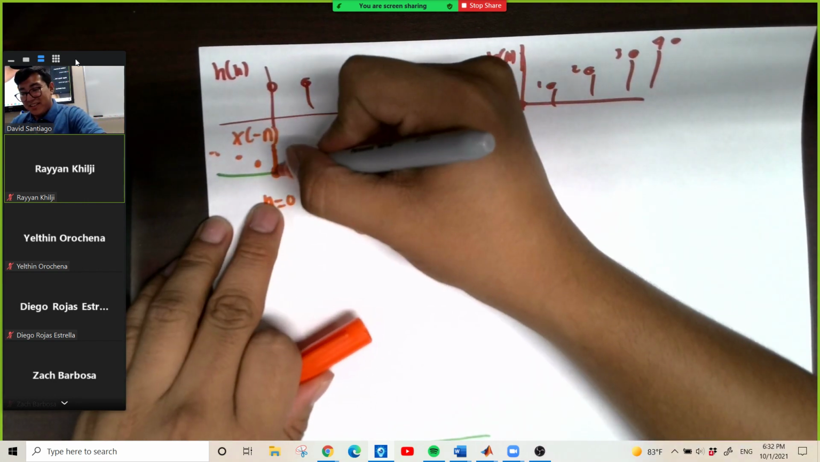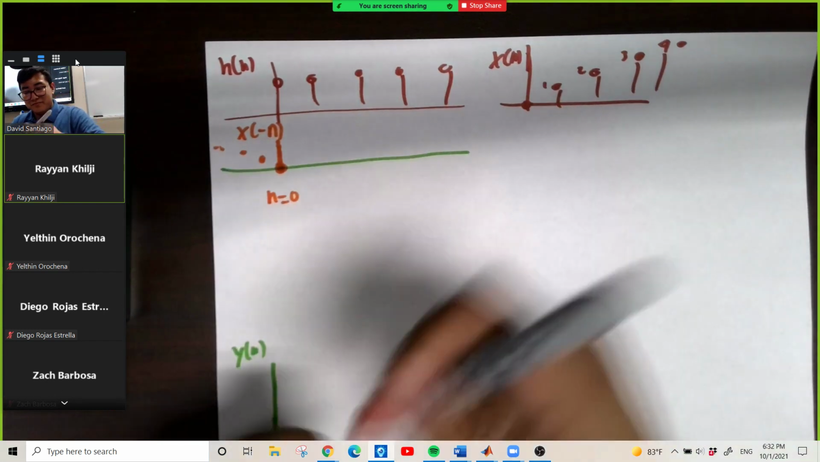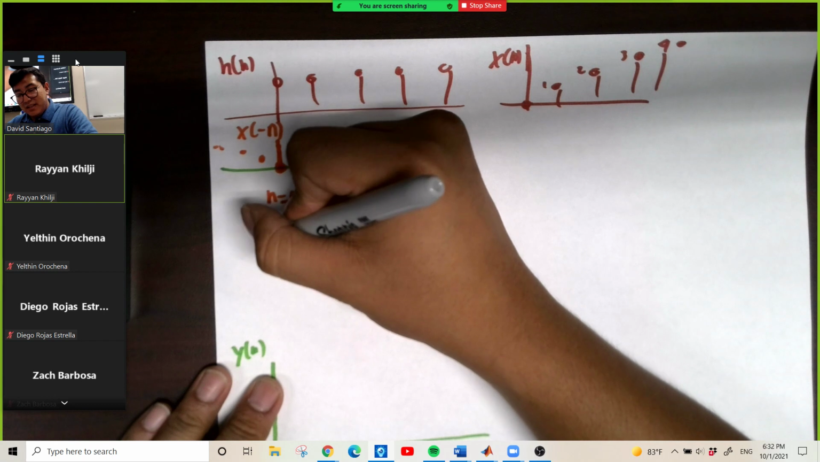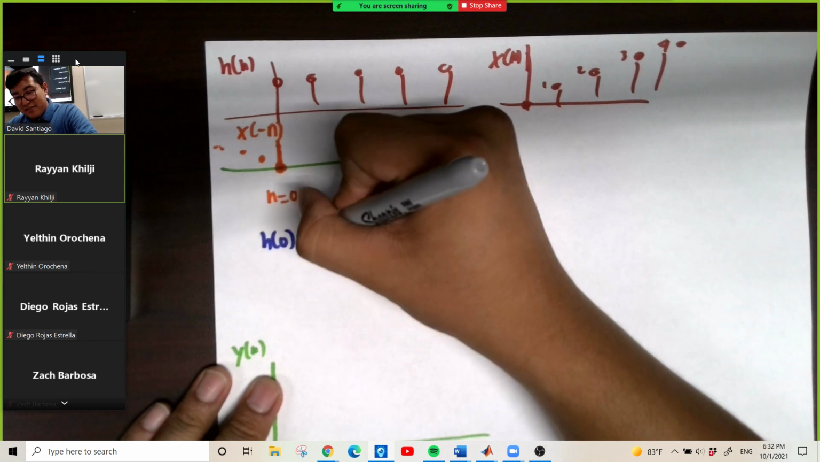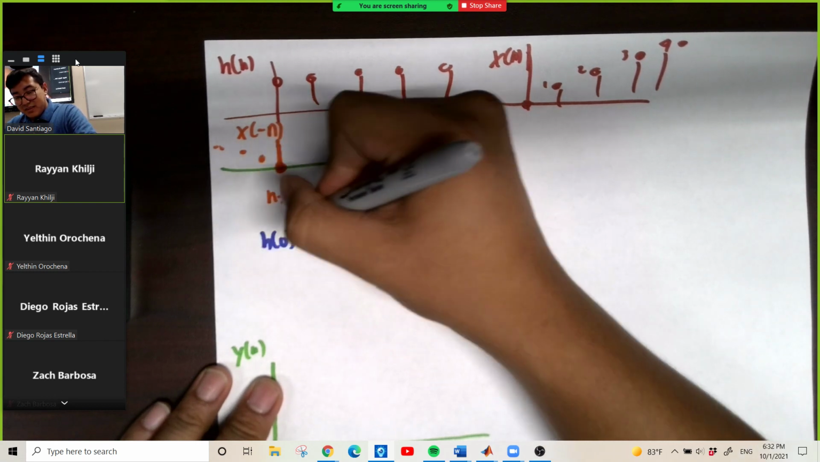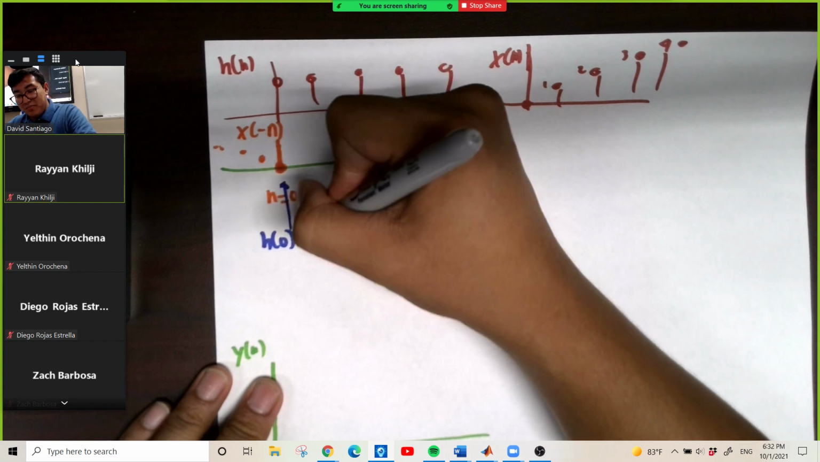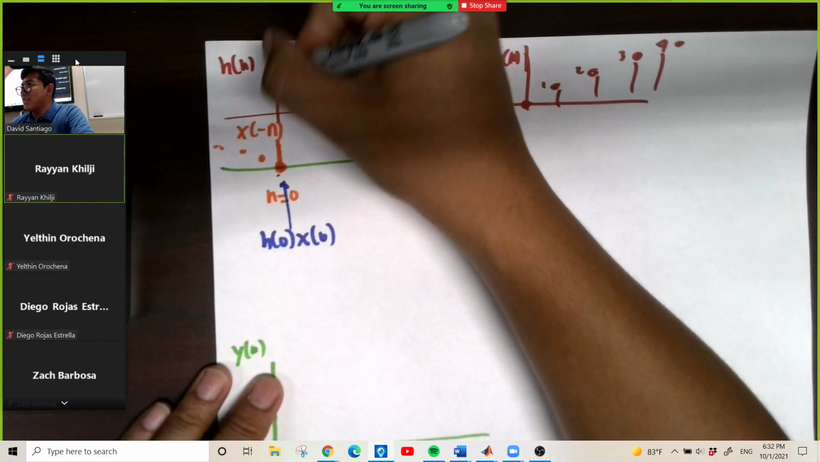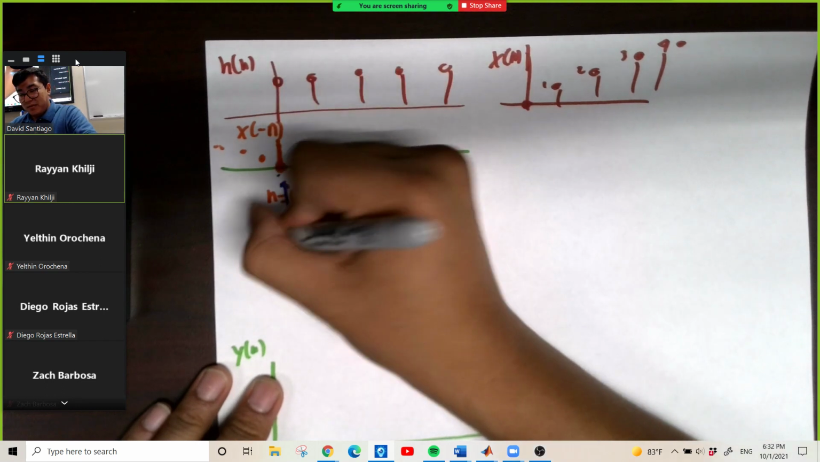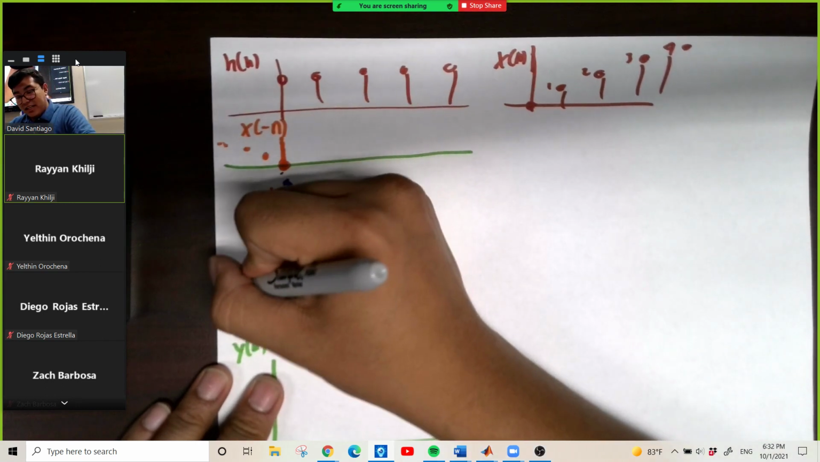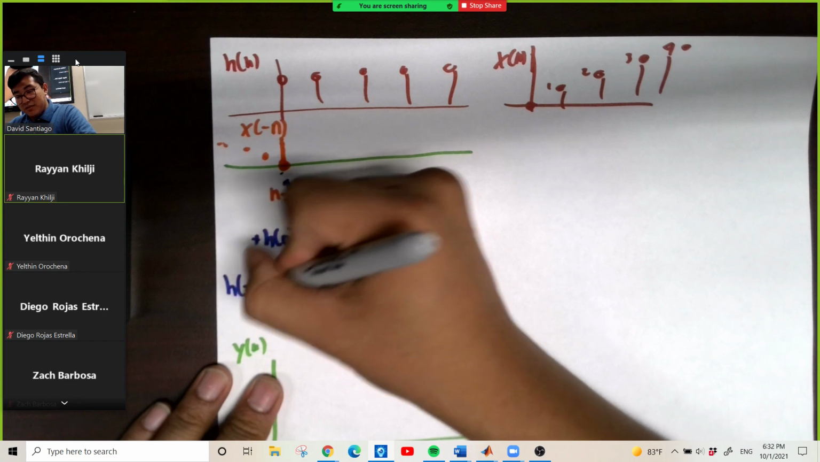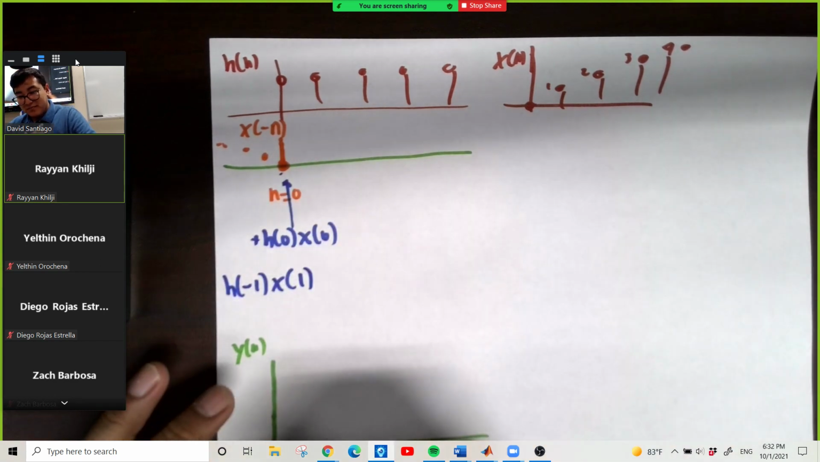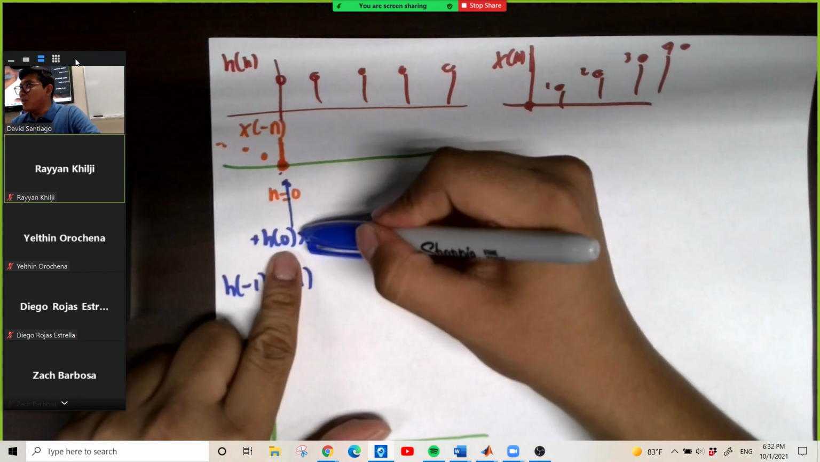So this right here gets multiplied to, here's h of 0, x of 0. This point right here. So we're going to multiply this input to this impulse response, this h of 0. Okay, and I'm going to put a plus right here. H of minus 1, x of 1. Okay. So you know that here's our middle point, right?